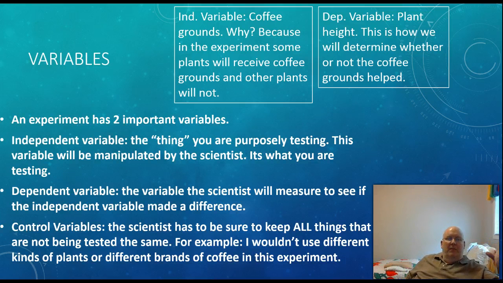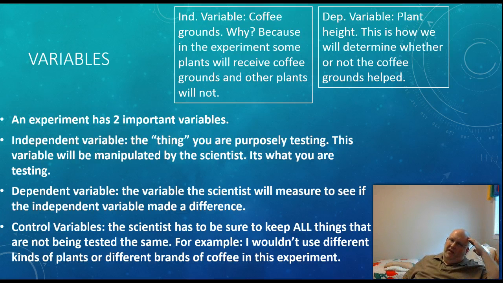You're going to have the independent variable, and that's the thing you're actually testing. In this case, you're testing whether or not coffee makes a difference. So coffee becomes your independent variable in this experiment. You have the dependent variable. This is what you're going to measure to see whether or not the coffee grounds made a difference. So the dependent variable is always measured to see whether or not the independent variable made a difference. Little hint here, the dependent variable is usually the data you're going to collect.